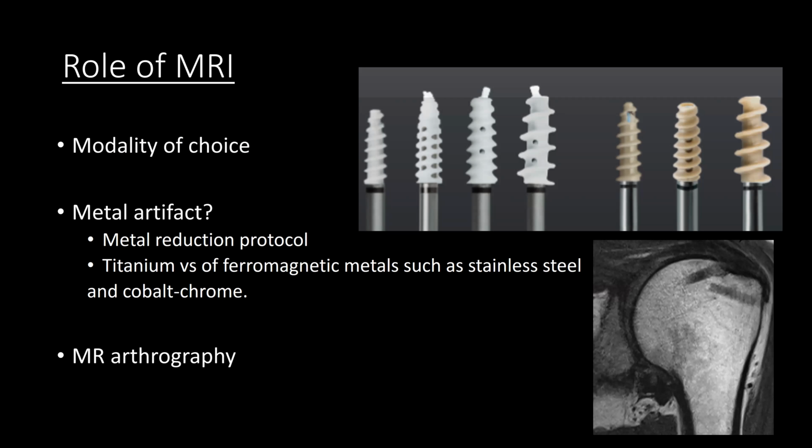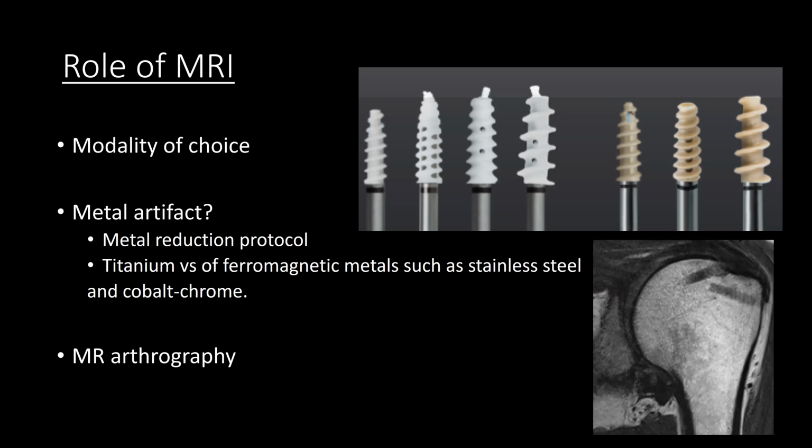But before that, I just want to touch upon the role of MRI, which is the modality of choice to assess the shoulder cuff after surgery. Obviously, ultrasound is a great tool as well. CT arthrogram can be used, obviously. But MR, I think, is used more commonly than any other modality in the country.